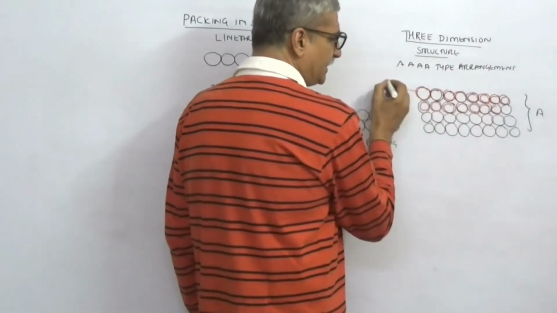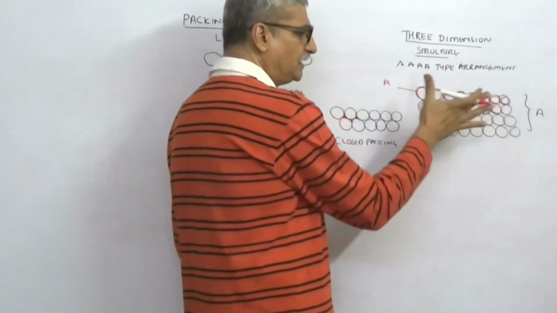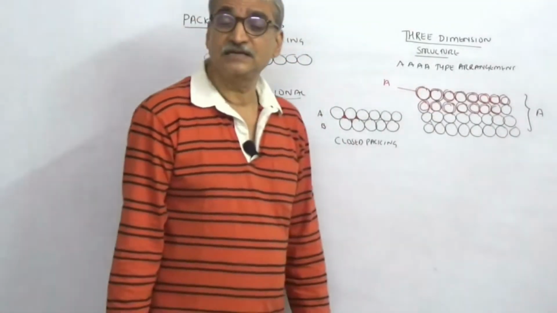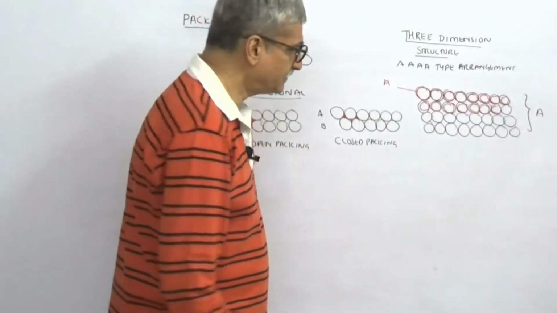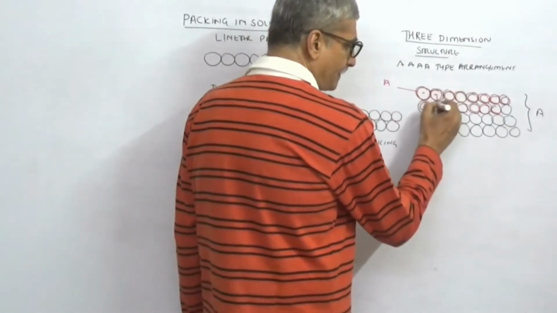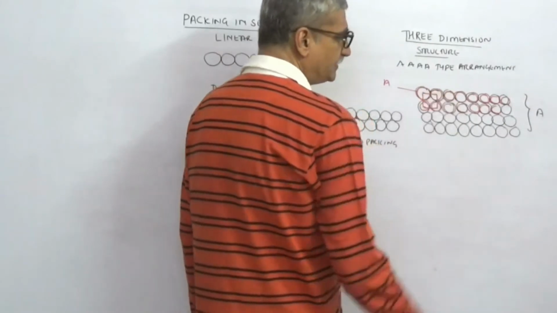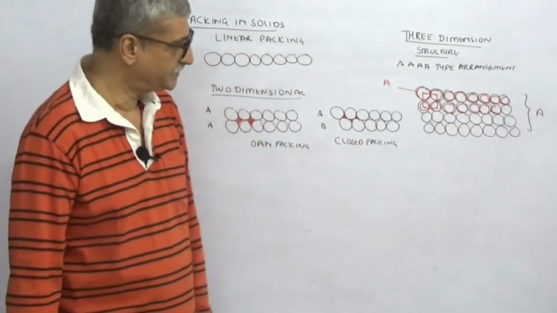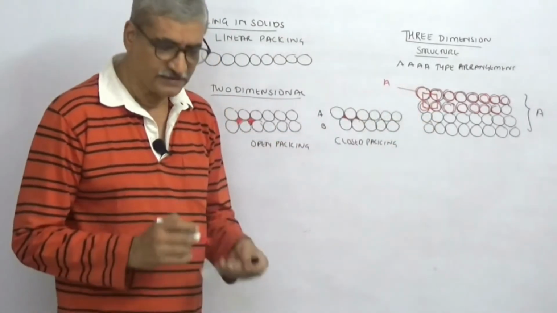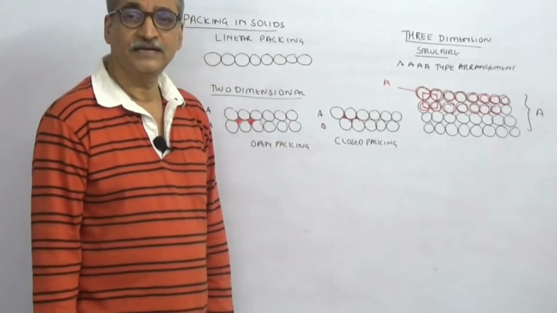So this is the second layer above that, A. Then a third layer and then fourth layer. So what will be the crystal lattice of the unit cell? The crystal lattice of the unit cell, if you join, what will you get? This will become simple cubic. So if you cut one piece, it is clear, what will you get? You will get simple cubic.